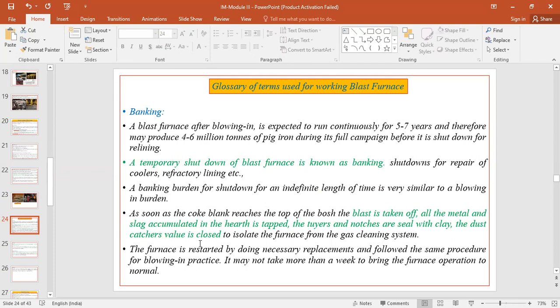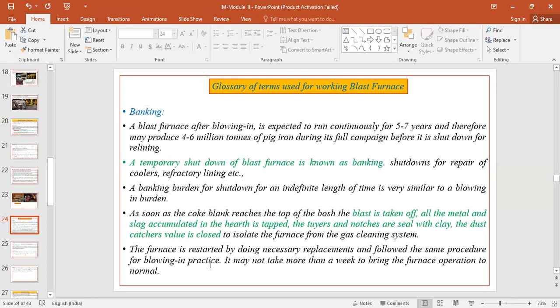So how to do this banking? First we should take off the blast, and then whatever metal and slag has accumulated in the hearth of the blast furnace should be tapped off, and the tuyeres and the notches are sealed with clay. The dust catcher valve, whatever it is, should be closed, so that you isolate the blast furnace from the gas cleaning systems.